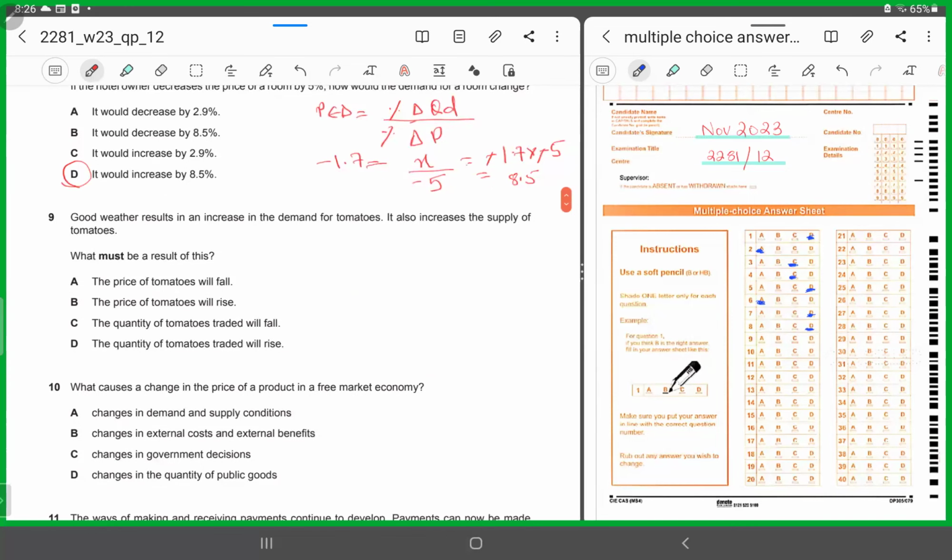Number 9. Good weather results in an increase in the demand for tomatoes. It also increases the supply for tomatoes. What must be a result of this? So now the demand is also increasing and the supply is also increasing. So the price of tomatoes will fall? No. The price of tomatoes will rise? No. So demand is also increasing. At the same time, the supply is also increasing. So what will happen? Sort of an equilibrium situation, you can say. So the quantity of tomatoes traded will fall? No, the quantity of tomatoes traded will rise. So it has to be D.